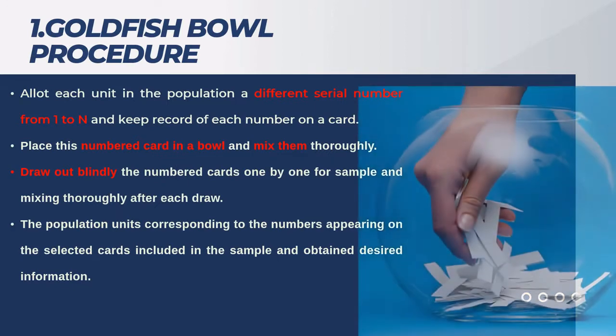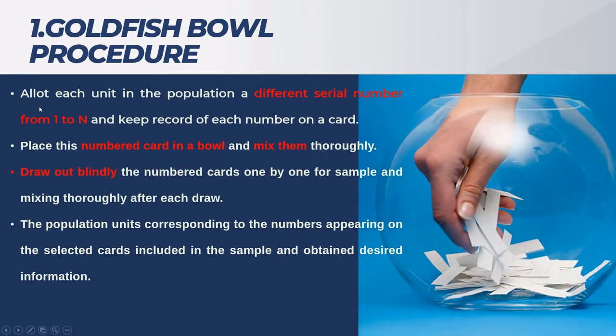Goldfish bowl procedure. First step, allot each unit in population a different serial number from 1 to n and keep record of each number on a card. In first step, you assign different numbers according to your population. If your population consists of 100 units, then you allot your numbers from 1 to 100 and keep record of each number on a card.